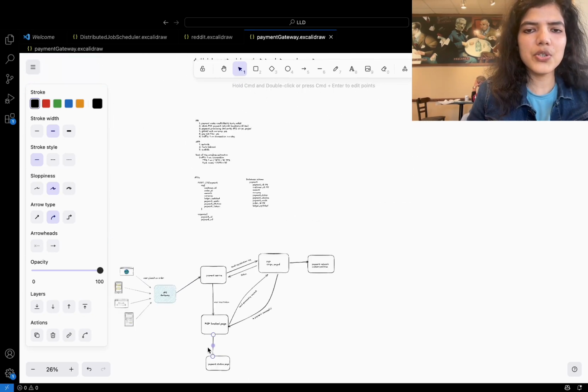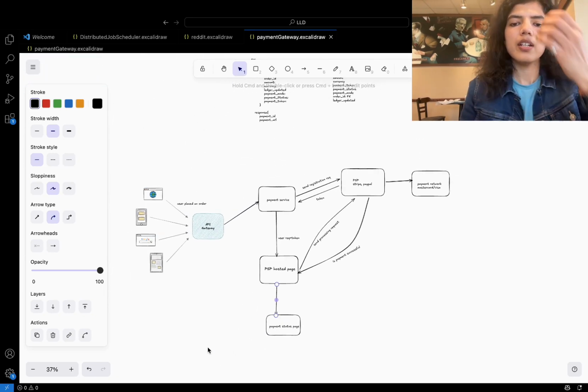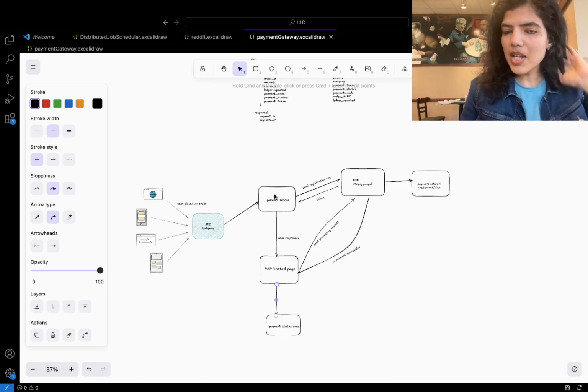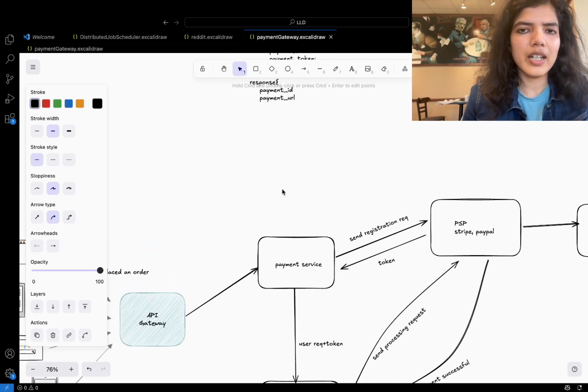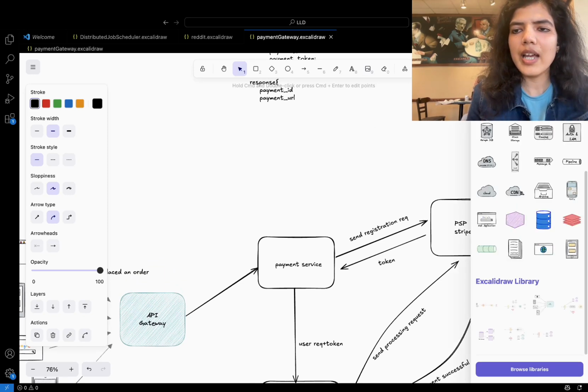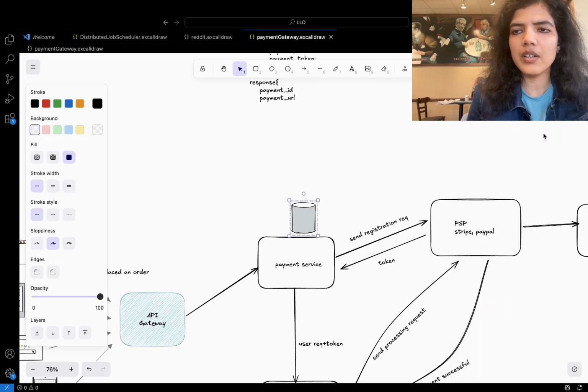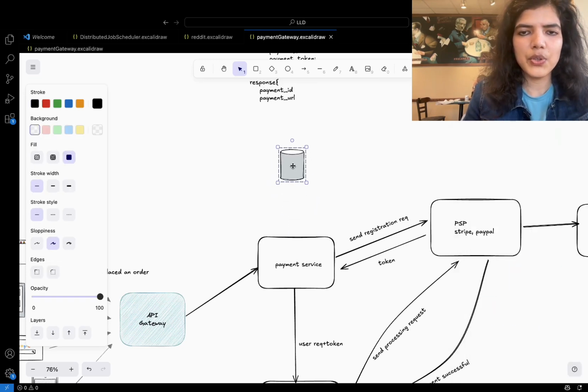So this is how the flow should look, but at the same time, we haven't taken the database into account. So where are we storing all the data? Not the customer PII data, but the payment information we need to store, right? So for that, let's create one database store.